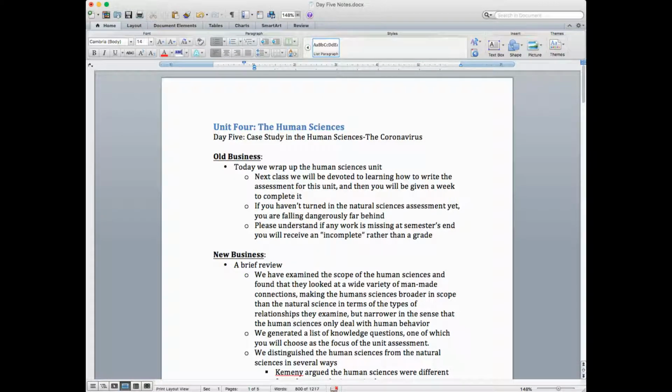The next class will be devoted to learning how to write the assessment, and then you'll be given a week to do that. Just a reminder, if you haven't turned in the natural science assessment yet, you're falling dangerously far behind. And please understand that if any work is missing at semester's end, you will receive an incomplete rather than a grade. So let's try to stay up to date on these things.